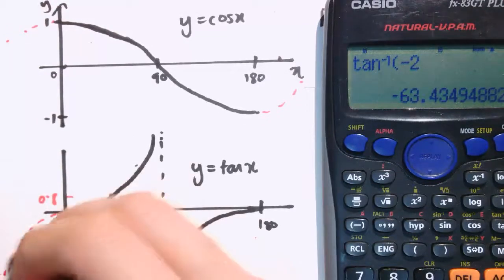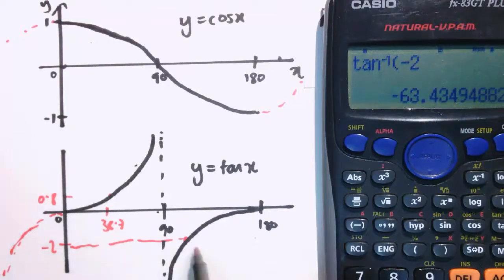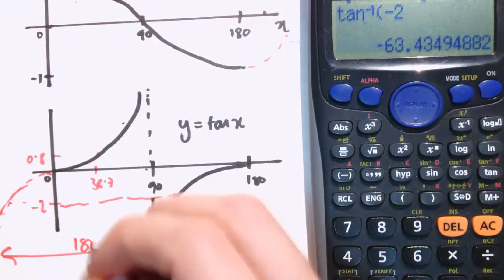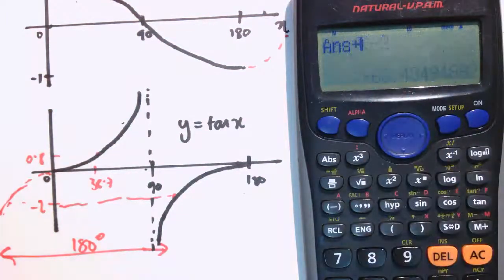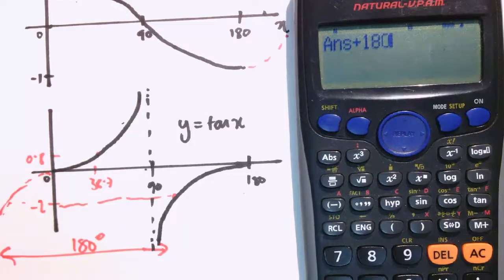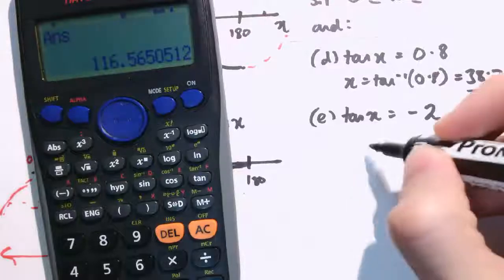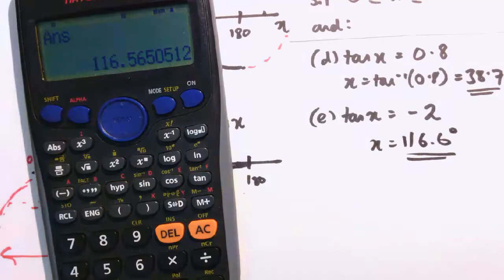Now this graph just cycles exactly every 180 degrees, so if you want the one that's actually over here rather than this one, this distance here is going to be 180 degrees. So what I need to do with the answer I've got in my calculator here of -63 is to add on 180 degrees, and that will give me the value that I'm looking for between 90 and 180 degrees. So that's here, 116.6 degrees. So you just got to be a little bit more careful there.